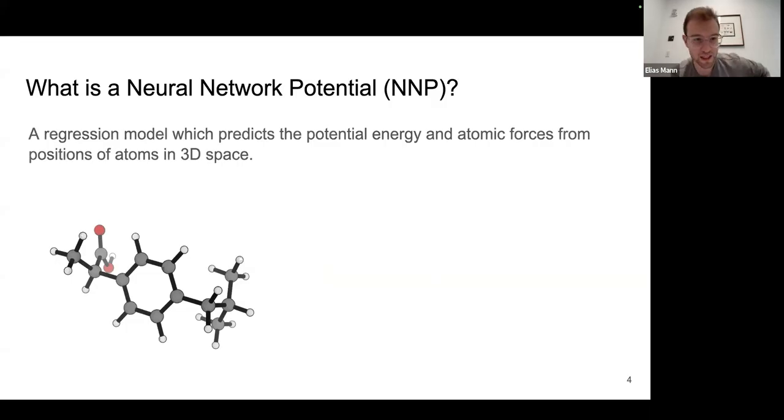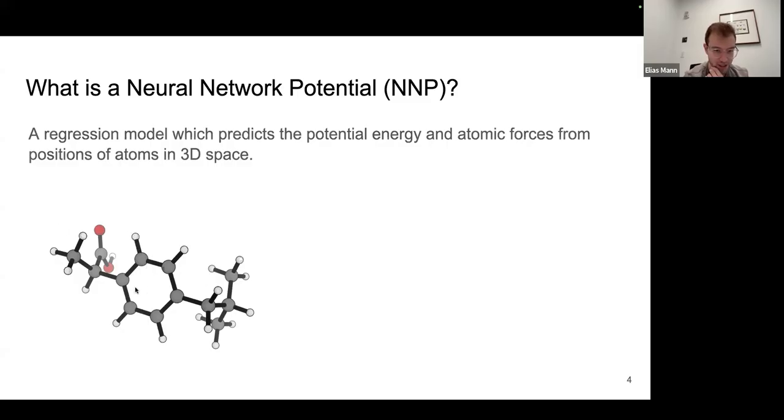So what is a neural network potential? Essentially it's just a regression model. The input is a set of atoms in 3D space. And the output is the energy across that entire system, and then the forces that are acting on each individual atom in that system. A very common way to represent these is as a graph, so oftentimes we use graph neural networks here. Right here, I have an example of ibuprofen. This is just a 3D representation with covalent bonds. It's very natural to represent the atoms in a molecule as nodes on a graph, and then their bonds as edges in that graph.